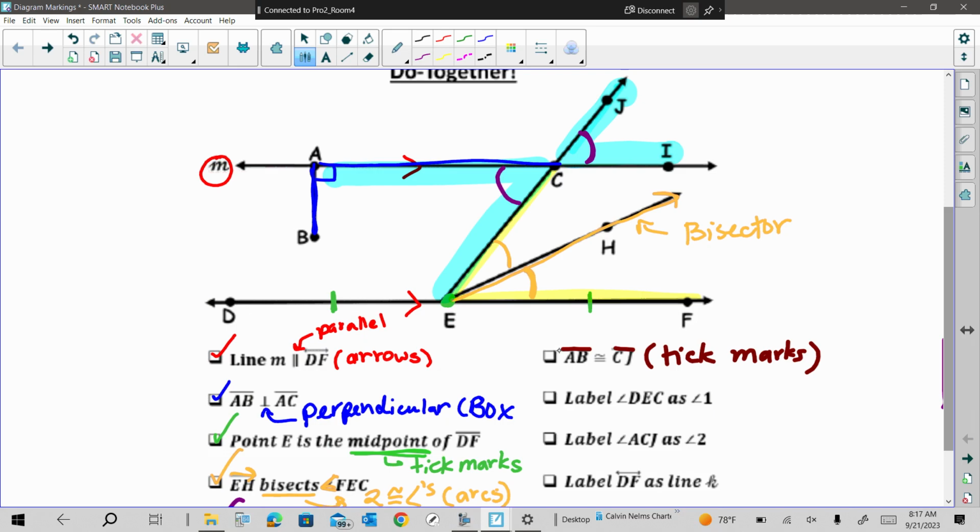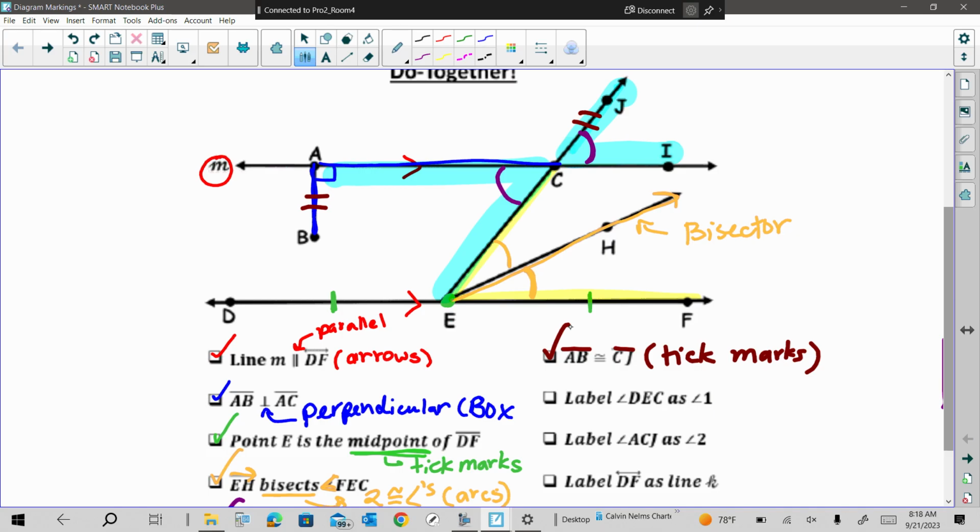So find AB. You see how we already started off with a single tick mark over here with our D, E, and E, F? Well, because we're doing another tick mark, I now need to do two tick marks to indicate that it's different from the original one. So I'm going to put two tick marks between AB, and then over here at CJ, I'm putting two tick marks. And we're done with that.